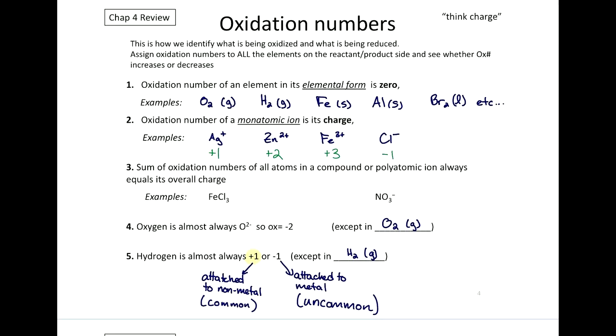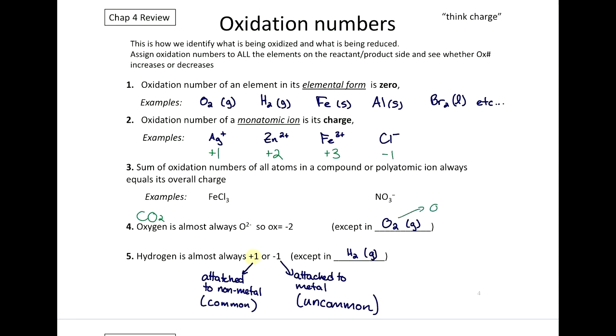Let me skip number 3. Let's do 4 and 5, because these ones are helpful for us to apply rule number 3. Okay, so if oxygen is in a compound, like CO2, oxygen will almost always be a -2 oxidation number. And that helps us, right? If you know that oxygen is -2 in CO2, then what does carbon have to be? +4, has to be +4, okay? Except in O2, all right? Don't say that in O2 oxygen is -2 here. This is not a compound. This is an element, so O2 is 0. So don't forget that one.